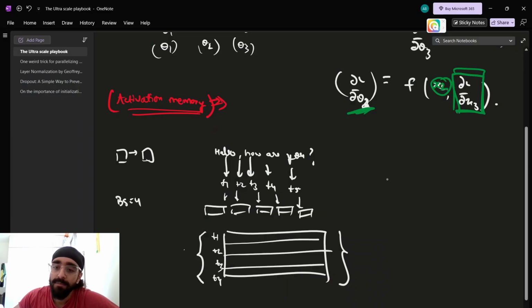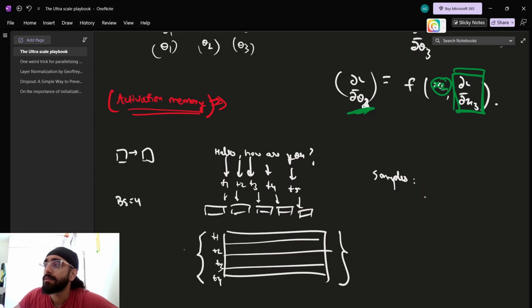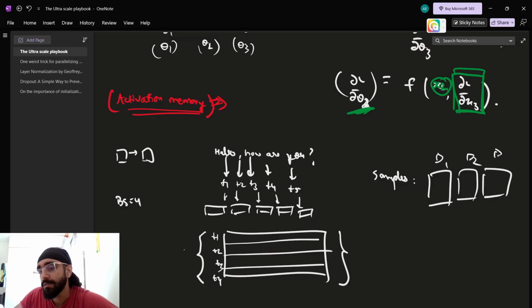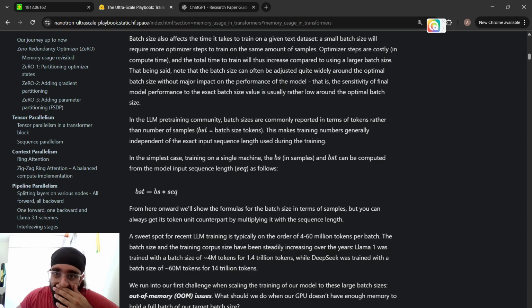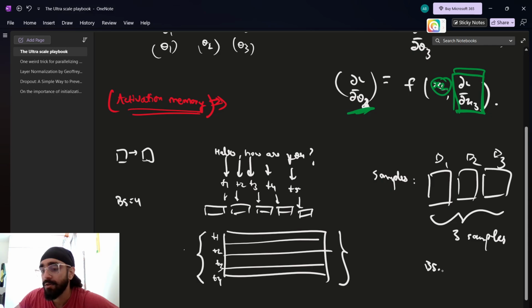In terms of tokens rather than samples. Oh, I think by samples they mean samples of documents. So each document, if we have 3 documents, that means we have 3 samples. So rather than saying that we have a batch size, let's say we have multiple documents, three documents, and we make them part of a single batch. That means a batch size of 3.